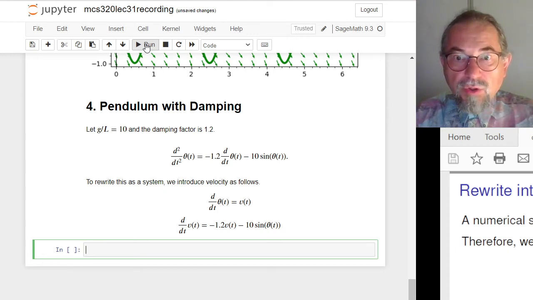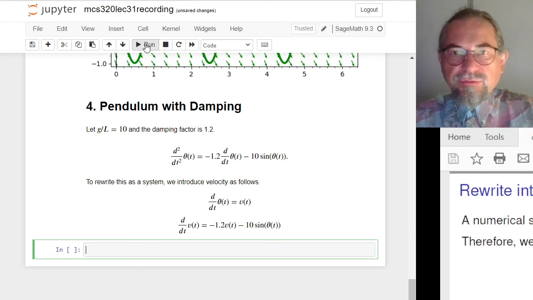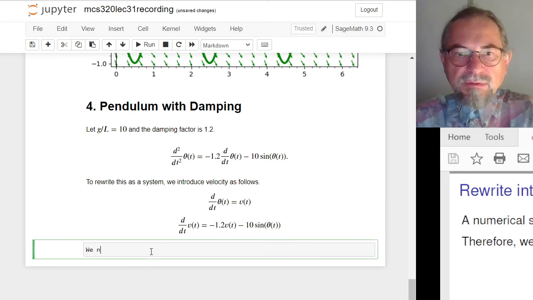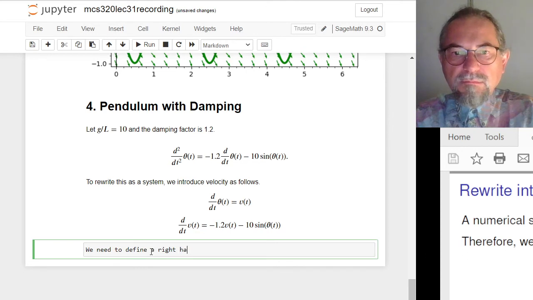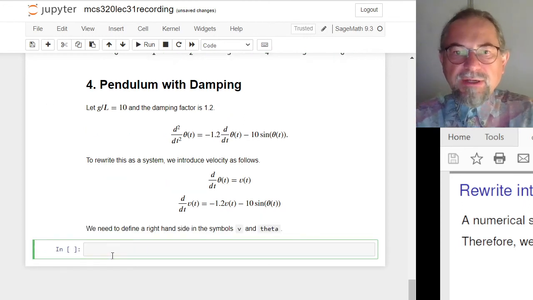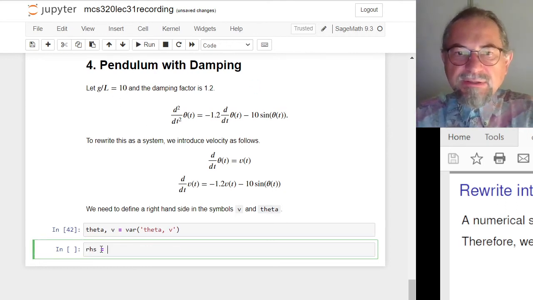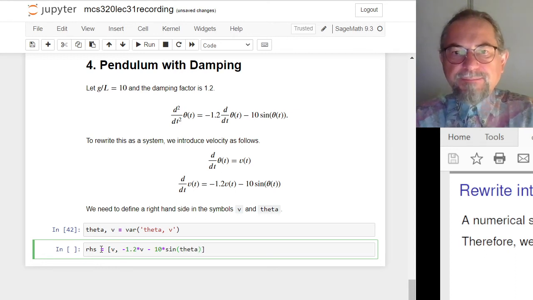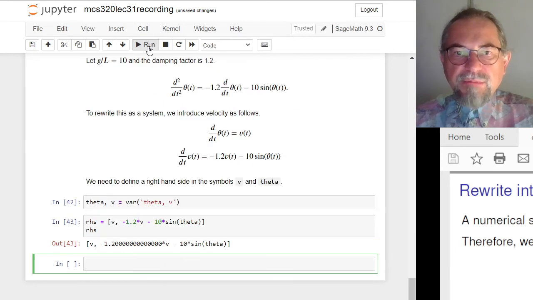Okay, what do I need? I have already the symbols theta. So we need to define now a right hand side in the symbols v and theta. So I'm starting from scratch here. I'm going to declare theta and v as symbols. So my right hand side is then expressed as v, and this minus 0.2 times v minus 10 times the sine of theta. So this is my right hand side.